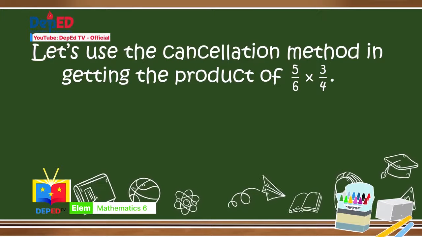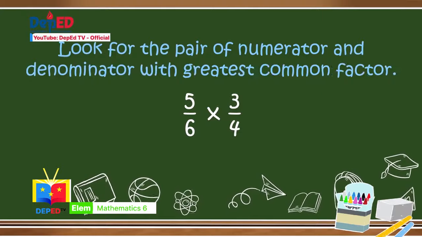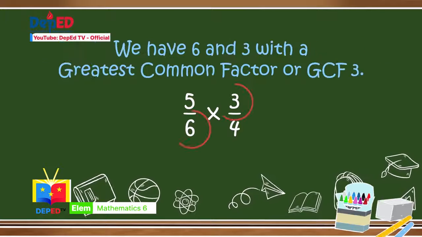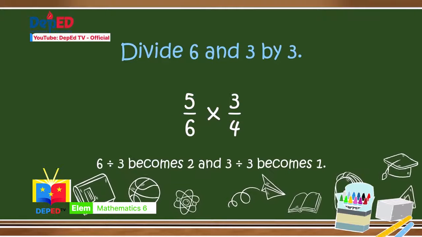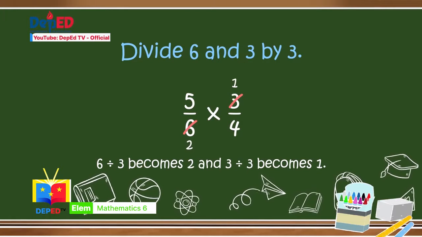Let's use the cancellation method in getting the product of 5/6 times 3/4. First, look for the pair of numerator and denominator with greatest common factor. We have 6 and 3 with the greatest common factor, or GCF, 3. Next, divide 6 and 3 by 3. 6 divided by 3 becomes 2. 3 divided by 3 becomes 1.